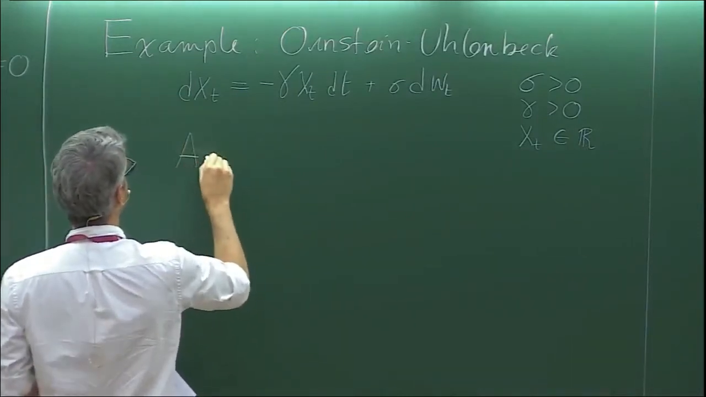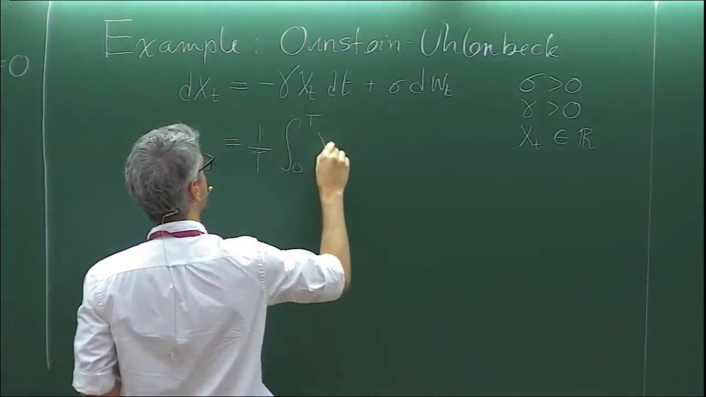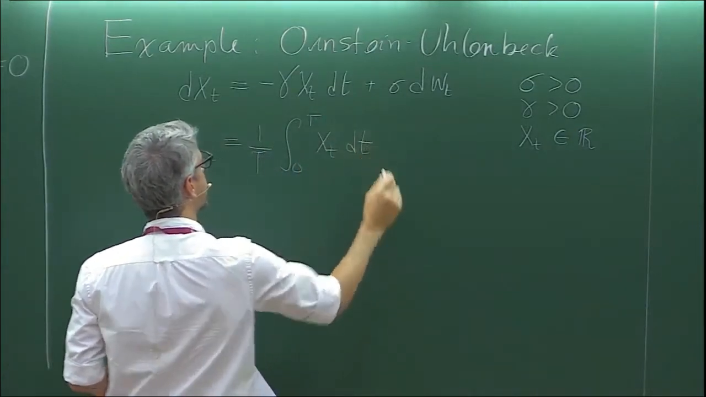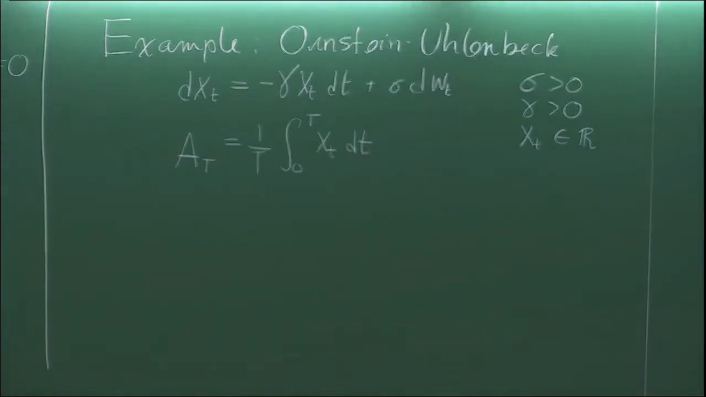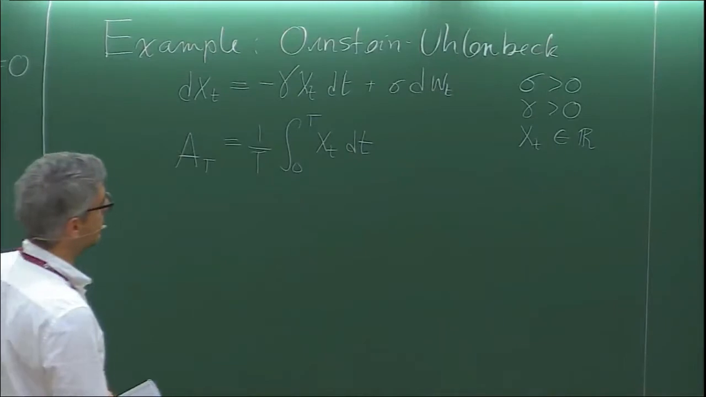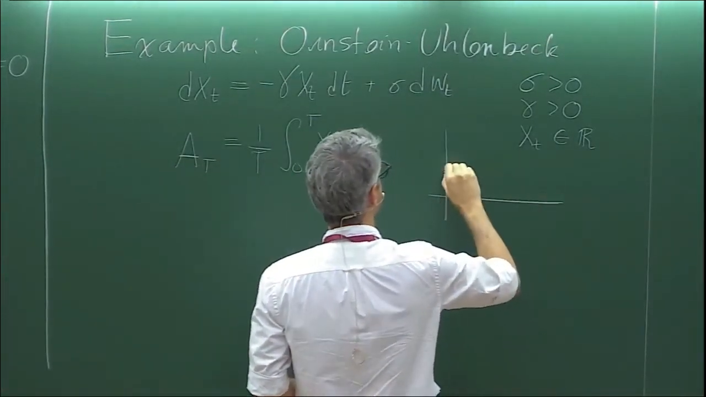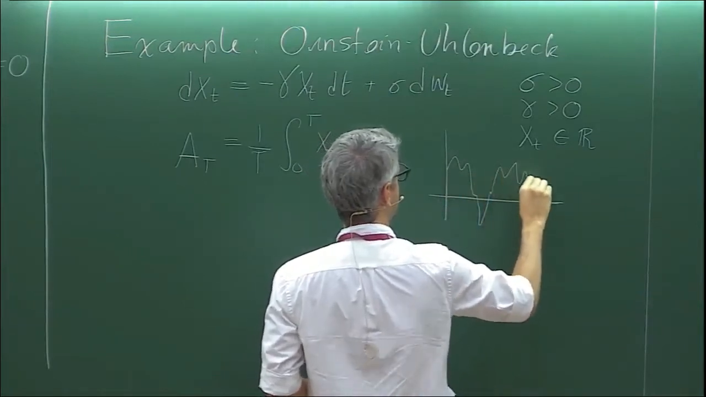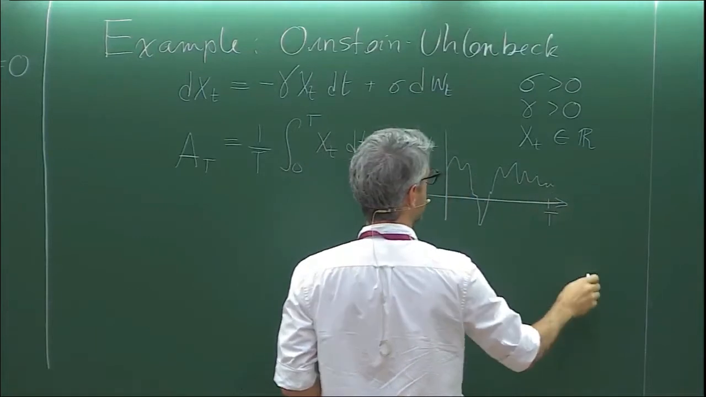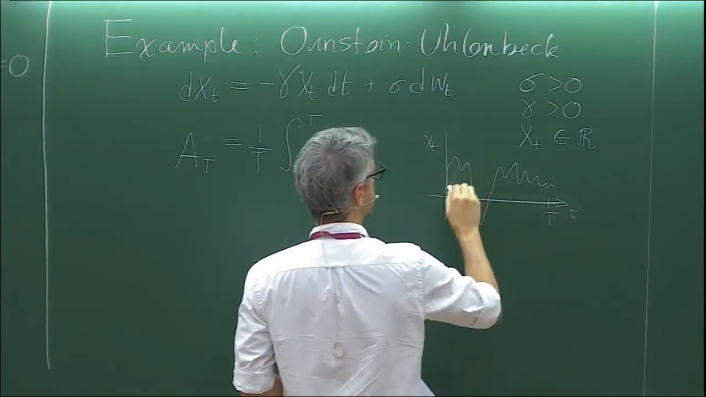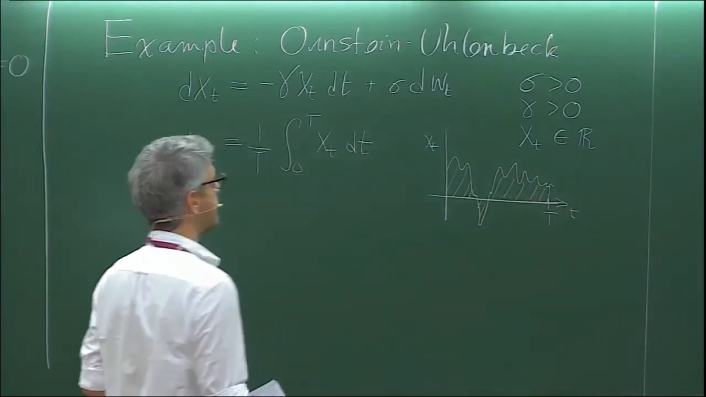Here I can define many observables. The one I'll be considering is just the integral of the state itself. If you think about it, this is the area under the path of the Ornstein-Uhlenbeck process, so that's the area per unit time. If I look at a trajectory, I can have something like this for my Ornstein-Uhlenbeck up to some time capital T, and then I look at the area fluctuations divided by T.